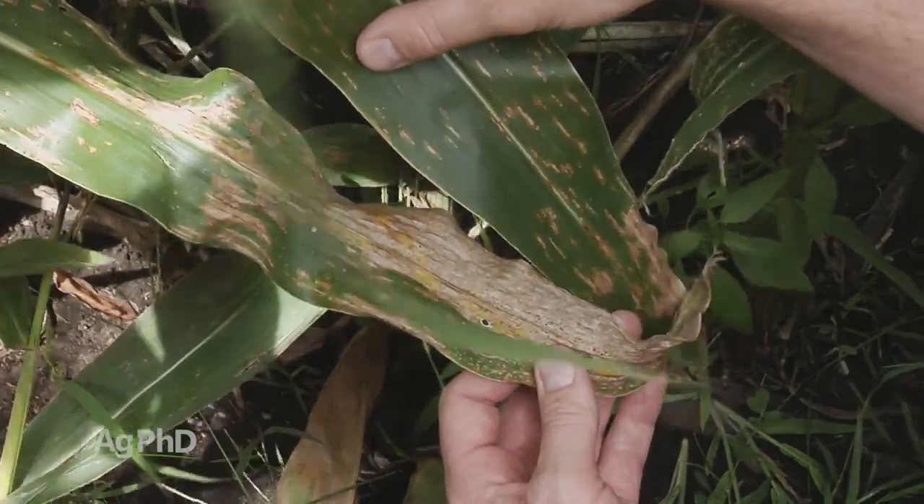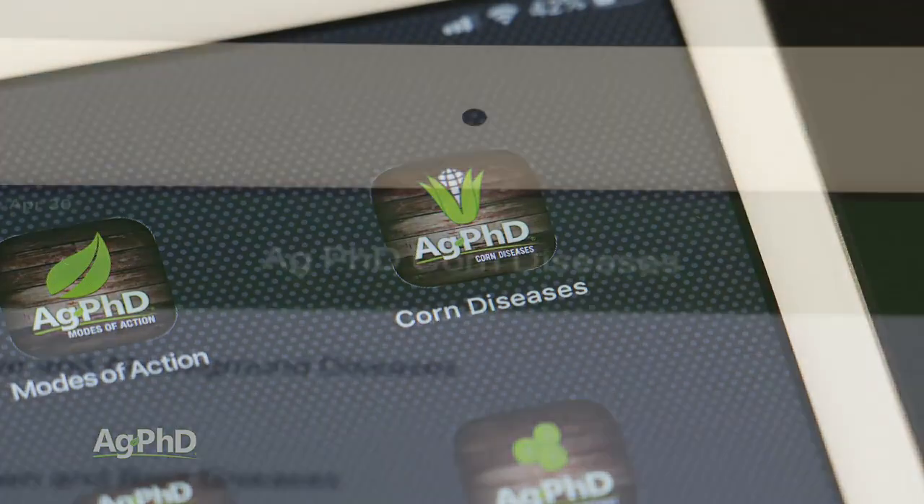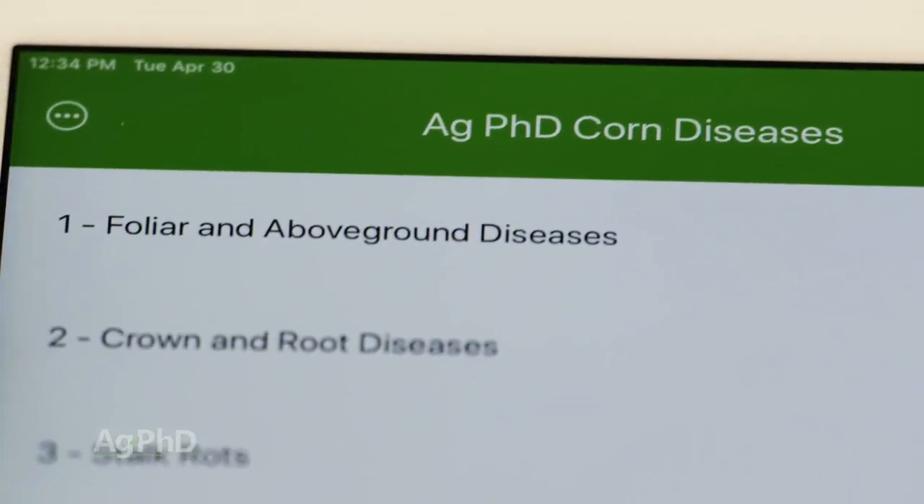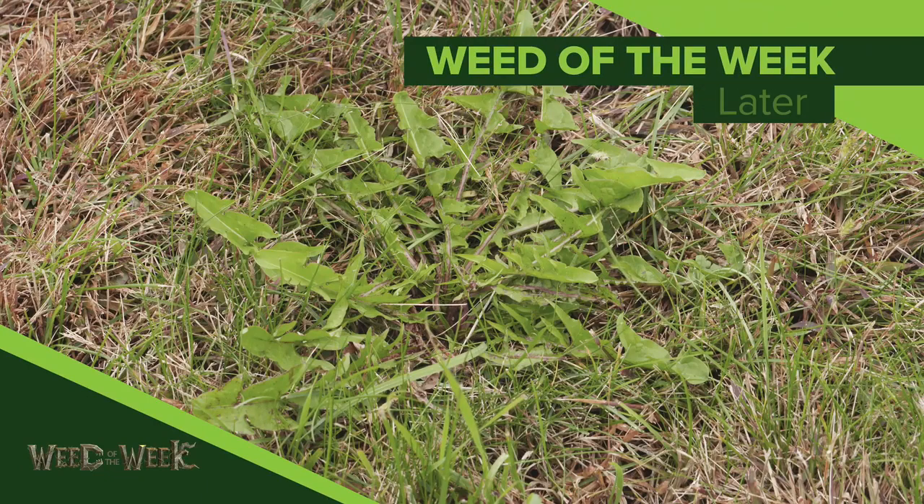Well, once again, we just encourage you, when you're out scouting your cornfields, to use the Ag PhD Corn Diseases app to help recognize one disease from the next. Well, unfortunately, a disease is probably not going to take out our Weed of the Week, but we'll show you the best ways to stop it on your farm coming up later in the show.